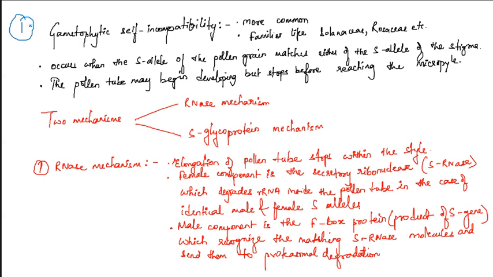Now this gametophytic incompatibility is more common. It is found in families like Solanaceae, Rosaceae, etc. It occurs when the S allele of the pollen grain matches. When there is a matching between the allele of the pollen grain and the stigma or the female, then there will be no growth of the pollen tube.